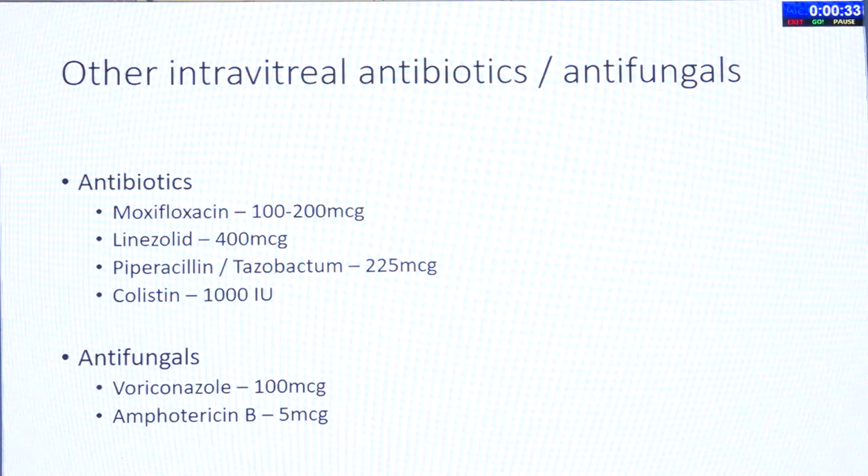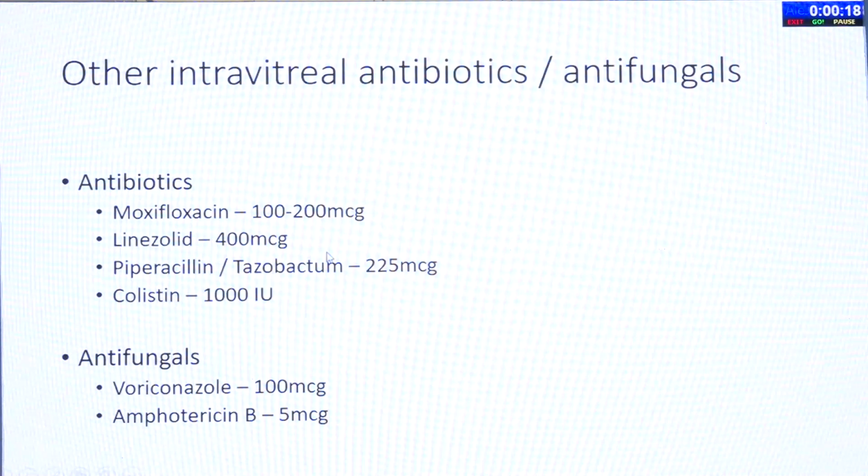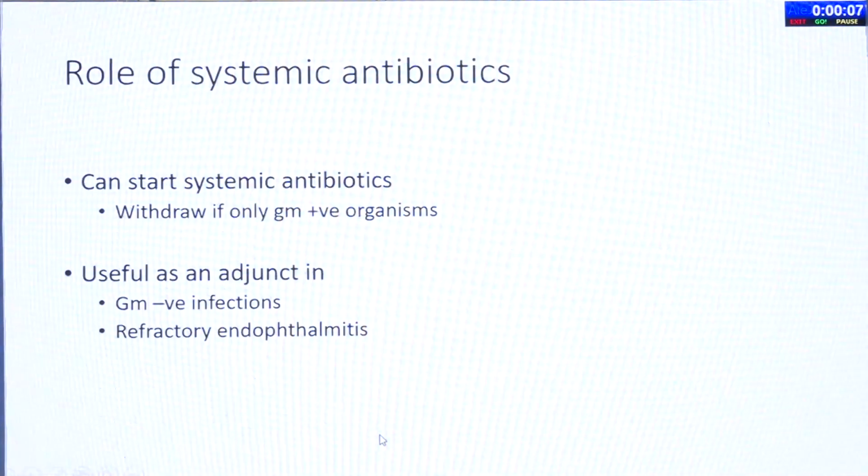Other intravitreal antibiotics, because in a cluster, it need not be an organism which is usually susceptible to the common antibiotics. So we may have to look at other antibiotics. The other intravitreal antibiotics which can be given are moxifloxacin, at a dosage of 100 to 200 micrograms, linezolid, piperacillin-tazobactam, or colistin. These are the other antibiotics which we need to keep in mind when we are managing a cluster. Antifungals can be voriconazole and amphotericin. These are standard ones, which is what we usually give.